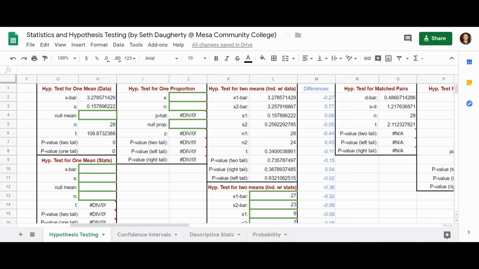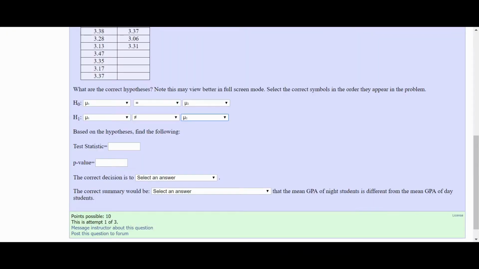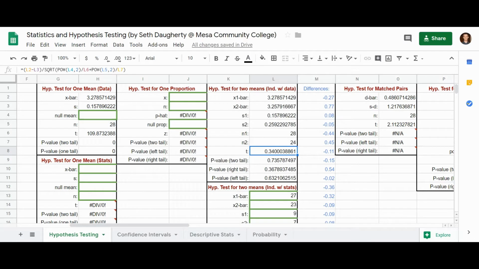And the spreadsheet found the test statistic for us. Remember, the test statistic is this t, 0.34, and a bunch of zeros. And the p-value that goes with that test statistic.